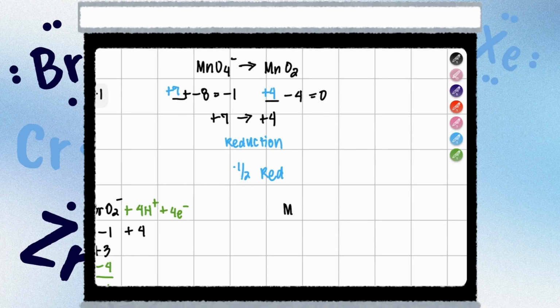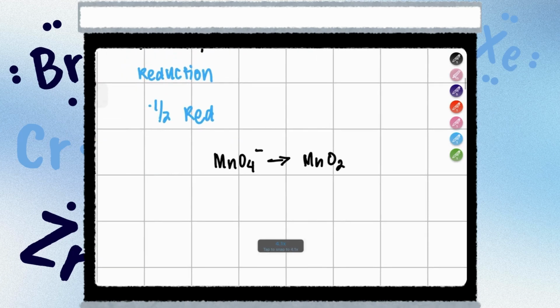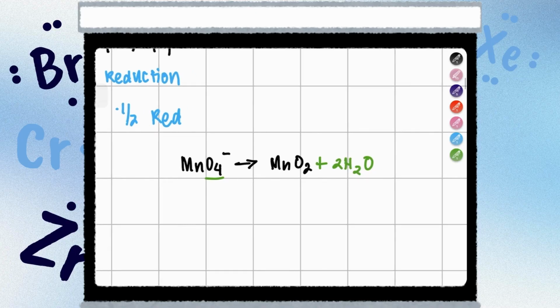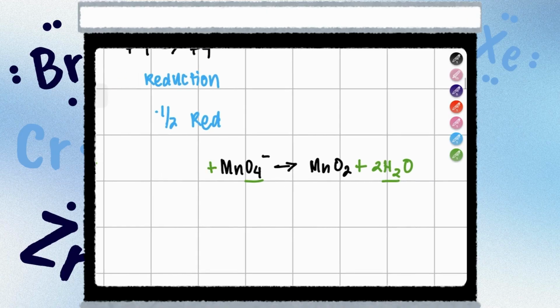So MnO4 minus and MnO2. Let's first balance out the oxygen. So alin nung mas malaking oxygen? Ito. So dito tayo maglalagay ng dalawang H2O. Now that we've balanced out oxygen, we have to balance out the hydrogen. So we have to add 4H plus.